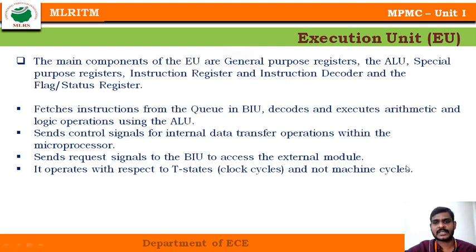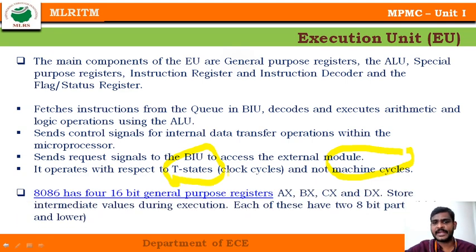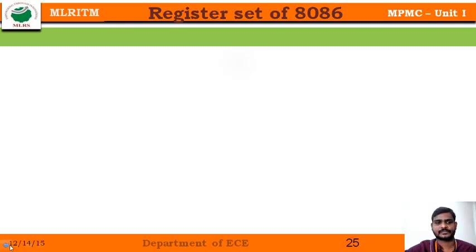Okay, because as I said, the bus interface unit functions based only on machine cycles, whereas the execution unit works based only on T states. So the 8086 has these 4 general purpose registers.